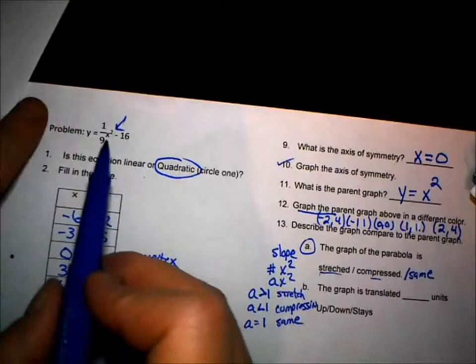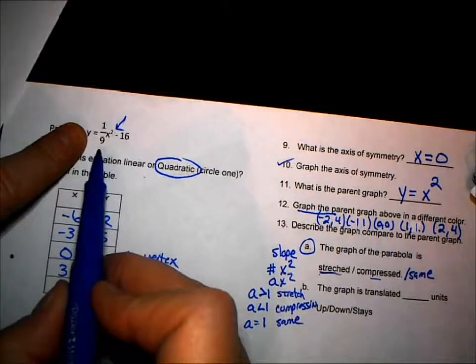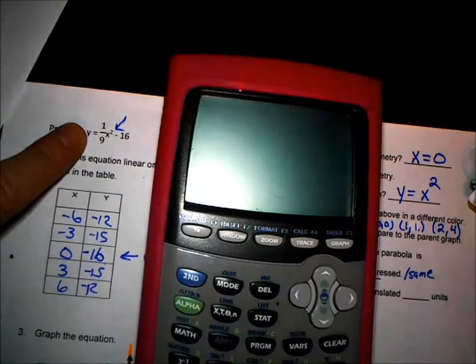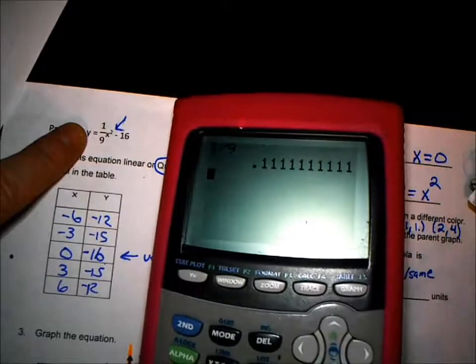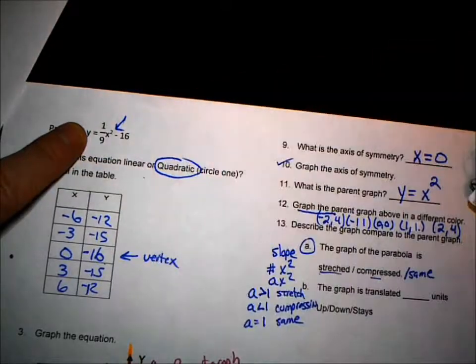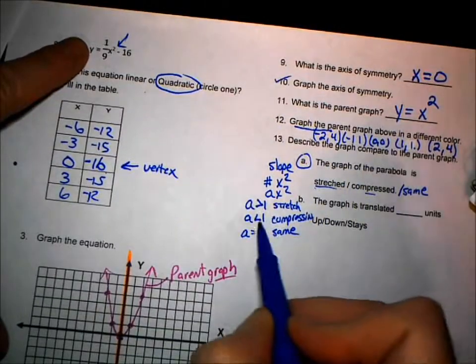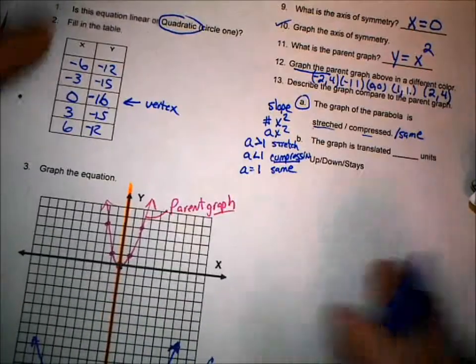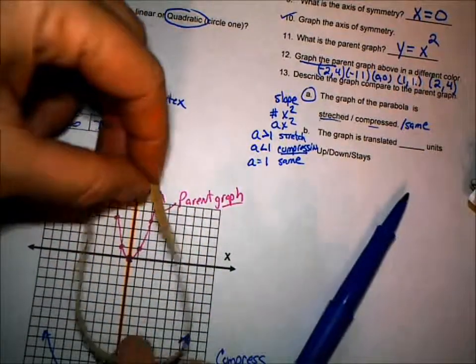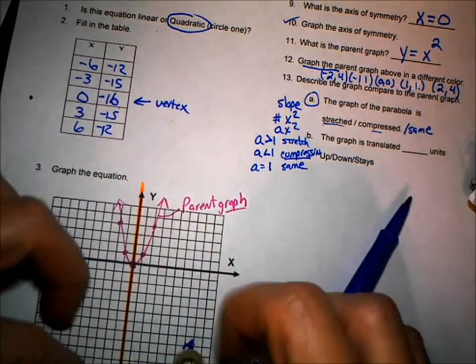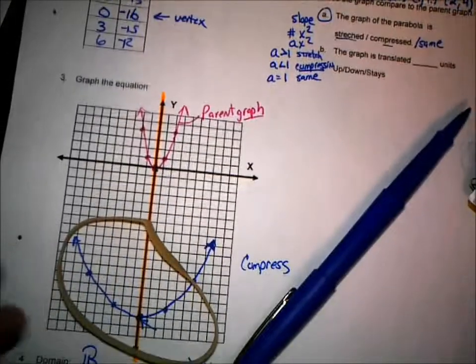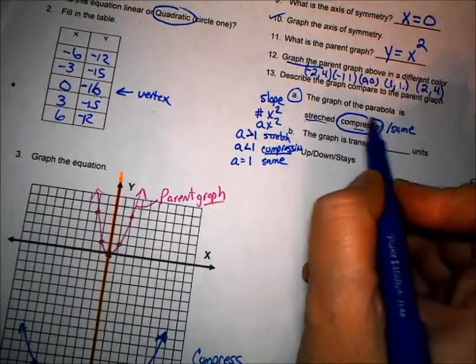If I'm looking at my equation, here I have 1 over 9. If I actually divide 1 over 9 in my calculator, I see that is actually like 0.111111. That is actually smaller than 1. That means this is compressing, and that models with the rubber band because I was having to push it down to get it to widen out and get fatter and wider for my rubber band. That means this is compressed.